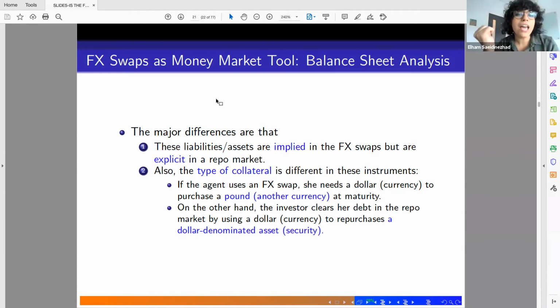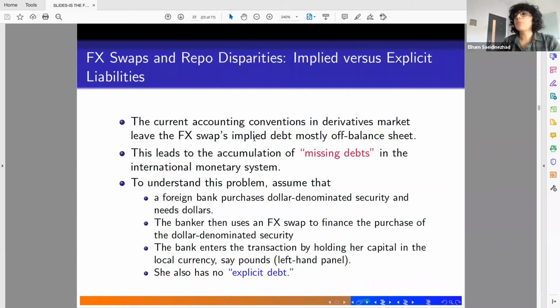So what is the collateral here? In the repo market, your collateral is a form of security. However, in the FX swap market, your collateral is a currency that is denominated in another currency. It's not a security, it is a currency. So why does this matter?